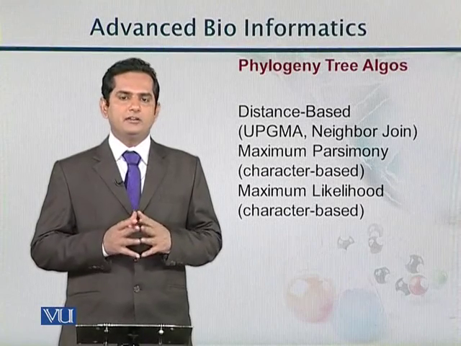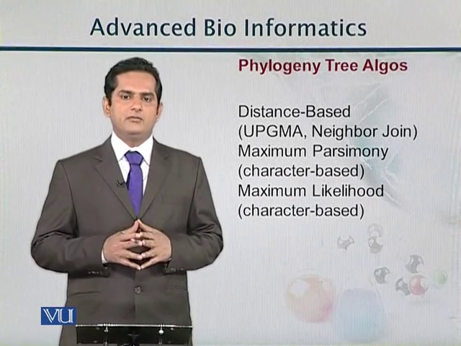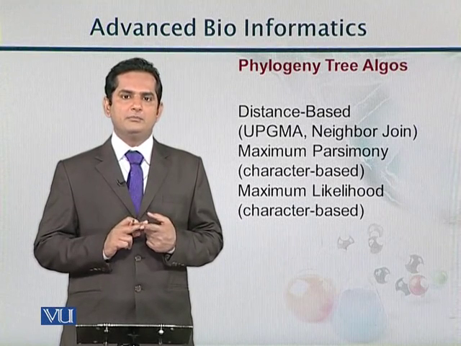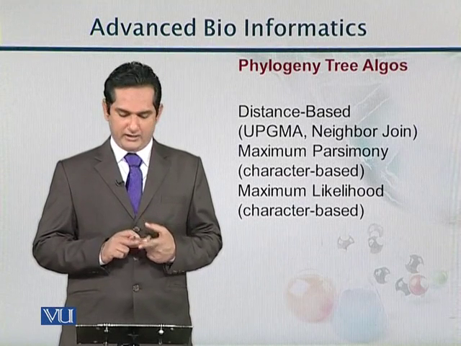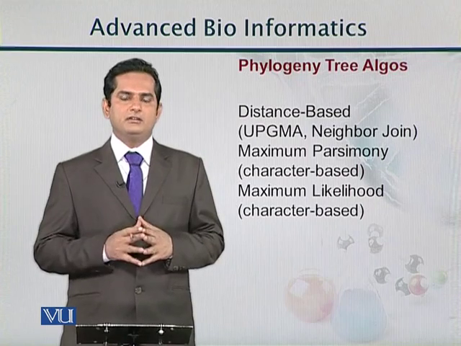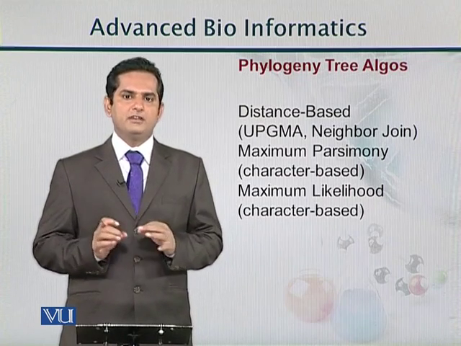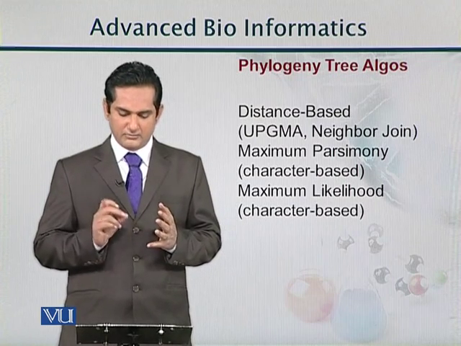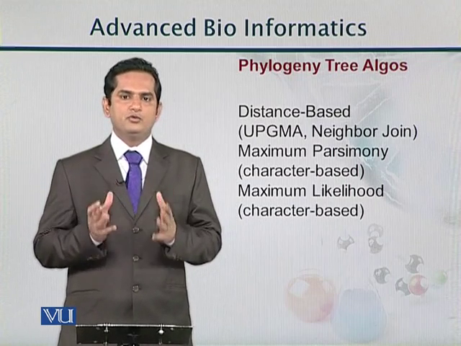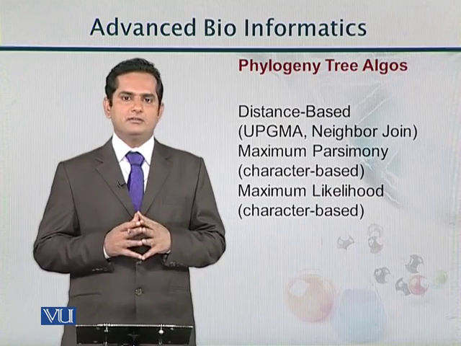There are three different methods for construction of phylogenetic trees, which are distance-based methods, maximum parsimony-based methods, and the third one is maximum likelihood-based methods. Maximum likelihood and parsimony-based methods are character-based methods. On the other hand, distance-based method is used for continuous distances.